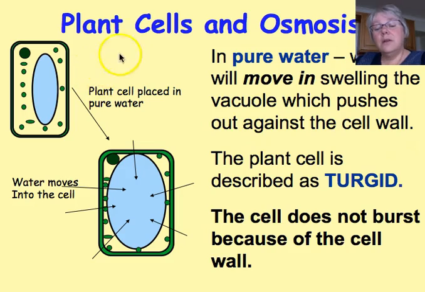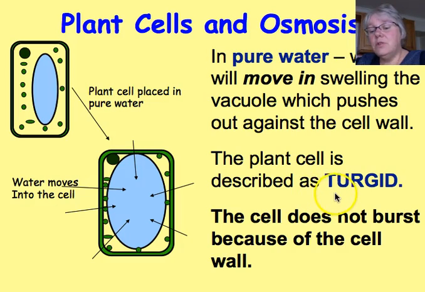And here we've got a plant cell, and when it's placed in pure water, we've already said that when a cell is placed in pure water, the water will move into the cell. Now, when that happens with a plant cell, the water will move in past the cell wall, which is totally permeable. It lets everything in, but past the selectively permeable membrane. And then the water moves into the vacuole, and the vacuole starts to swell up, and it pushes against the cell wall of the plant cell.